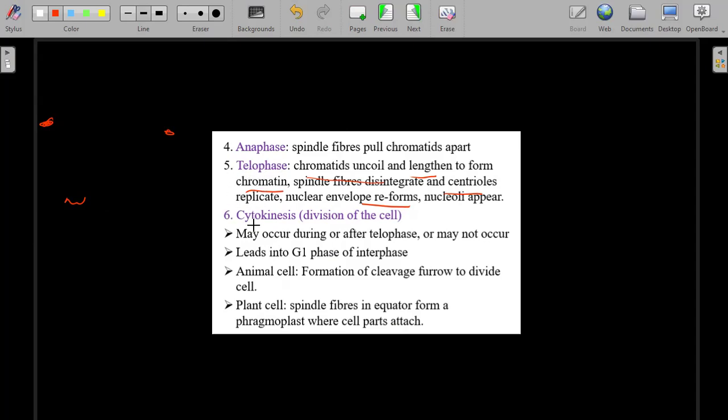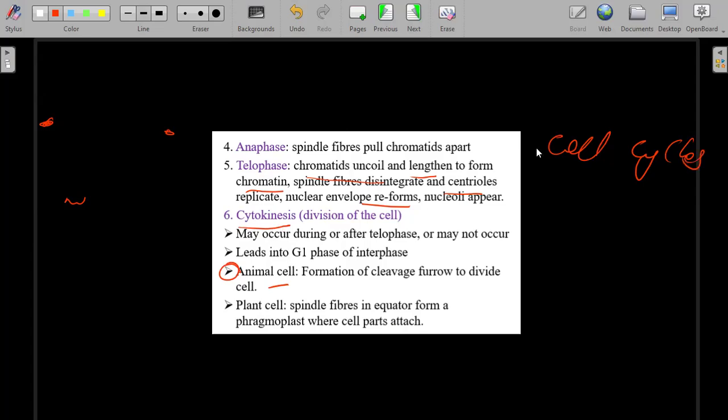After telophase, you undergo what we call cytokinesis. Depending on the type of cell you have, if it's an animal cell, you're going to have the formation of a cleavage furrow to divide the cell. Then in a plant cell, you are going to have the spindle fibers at the equator form what we call the cell plate, where the cell parts are attached. So that's what we are going to have in cytokinesis. Whatever we've discussed up to here defines what we call our cell cycle.